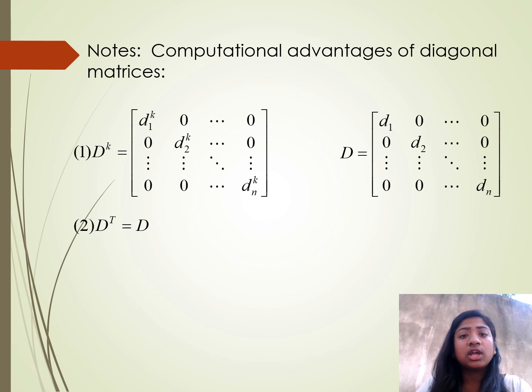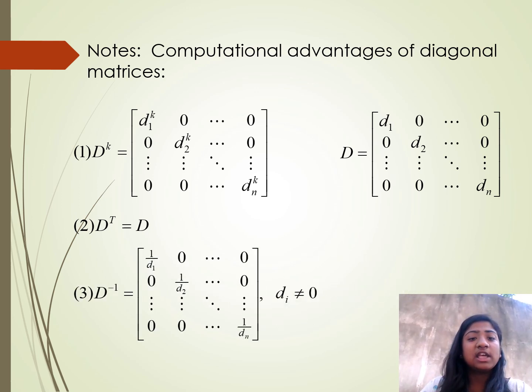Let's see the note: computational advantages of diagonal matrices. Here the diagonal matrix is given in terms of k and the normal diagonal matrix. Here D transpose equals D is the second condition, and the third one is D inverse equals the given matrix. Here Di is not equal to 0, meaning the diagonal element should not be 0.